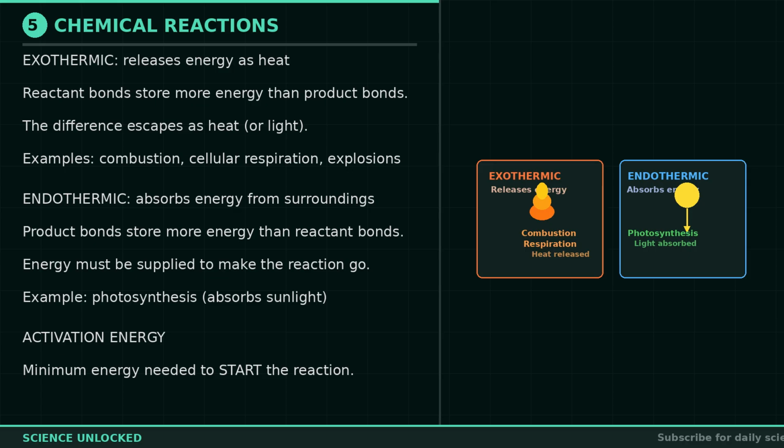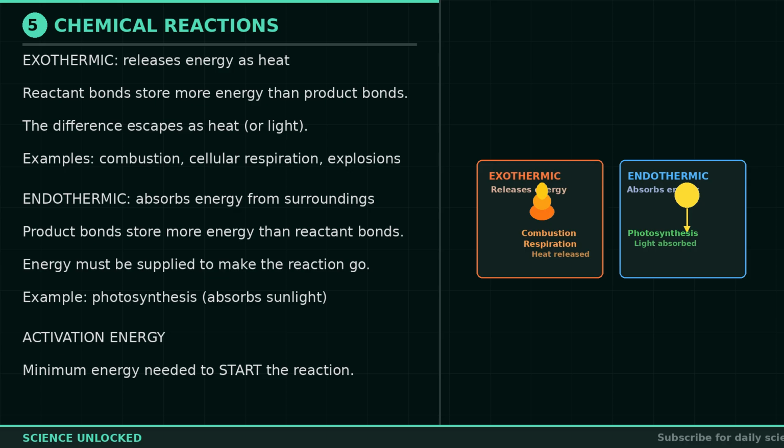Endothermic reactions absorb energy from the surroundings. Photosynthesis is endothermic. The plant absorbs light energy from the sun and uses it to build glucose from carbon dioxide and water. Activation energy is the minimum energy needed to start a reaction. Even exothermic reactions often need a push to get started. You need a spark to start a fire even though burning releases energy.